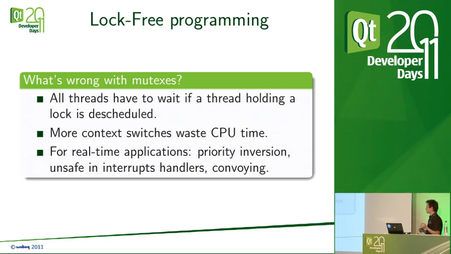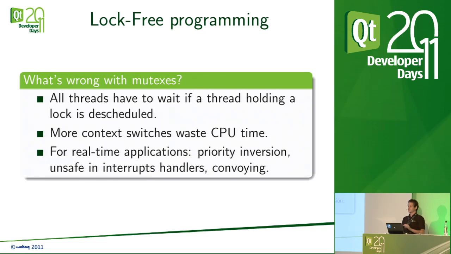One of them is that if one thread locks a mutex and then goes to sleep for any reason, like the operating system just scheduled the task out because there is a page fault or anything, then all the other threads that want to acquire the same mutex also need to be put to sleep, waiting for the other thread which is asleep. So you get more context switches, which waste CPU time that you would like to use for your computation rather than for context switches.